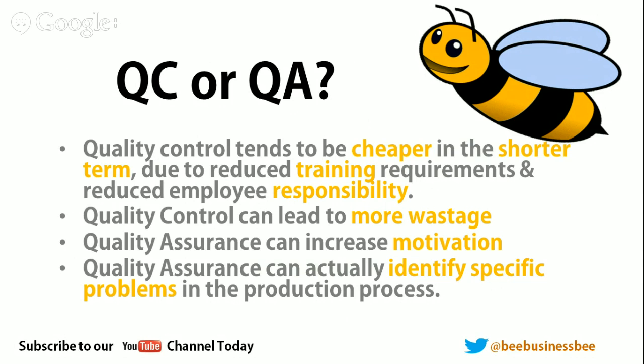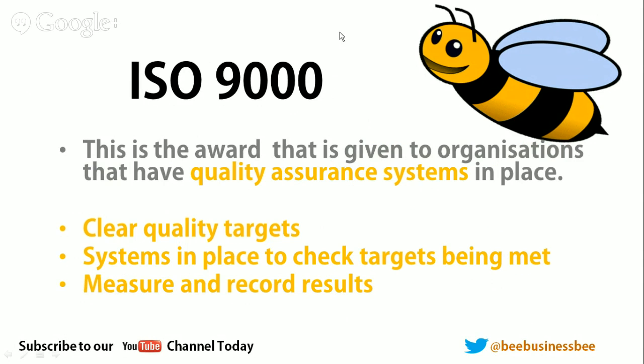Now, if you adopt systems of quality assurance, you're said to have this award, which is called the ISO 9000 award. And this is an award that's given to any organisation which has got a quality assurance system in place. Now, to achieve this award, you have to have the following things. You've got to have clear quality targets that are set. So you're setting targets which all your workforce can achieve. They're realistic. You have to have systems in place that check that you're meeting your quality targets. And you have to have some record that measures and records the results of your quality that you've done. You've got to be hot on this idea, right? So ISO 9000 only is awarded to organisations that have got these systems in place.